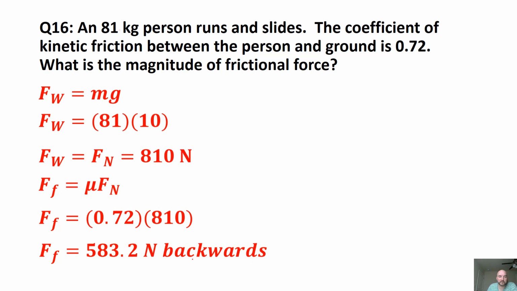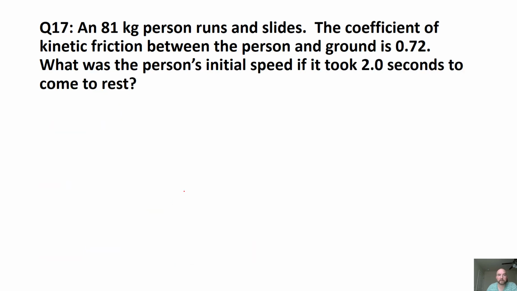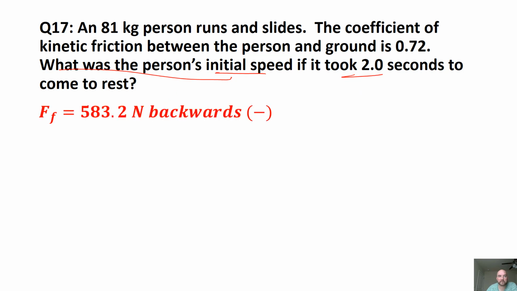I've been leaving that off a little bit, but it's going to be a negative because we're going to be sliding and we're going to be slowing down. The force is backwards, the net force is backwards, so the acceleration is going to be backwards. That'll be important with our next question. So now we're giving you information. We're looking at everything else. What was the person's initial speed? That's what we're looking for. It took 2 seconds to come to rest, and we solved for that force of friction, that 583.2 newtons backwards.